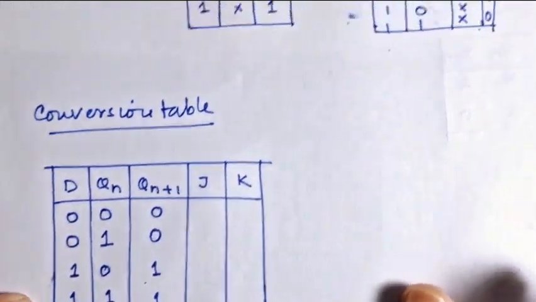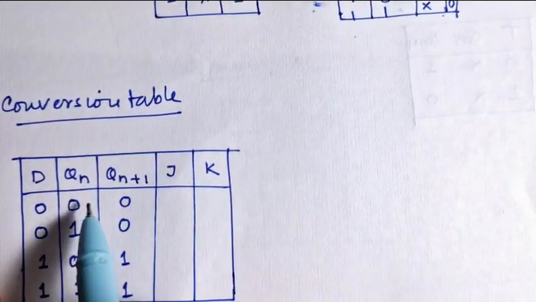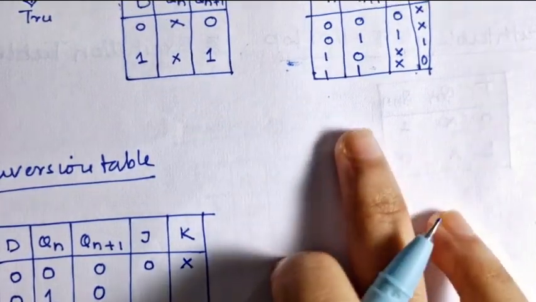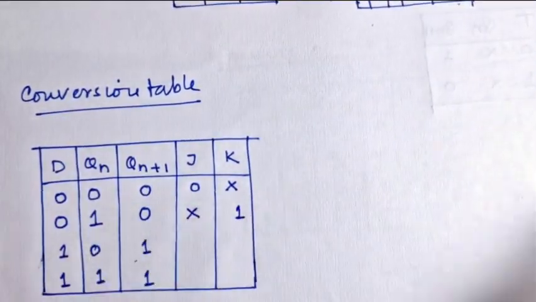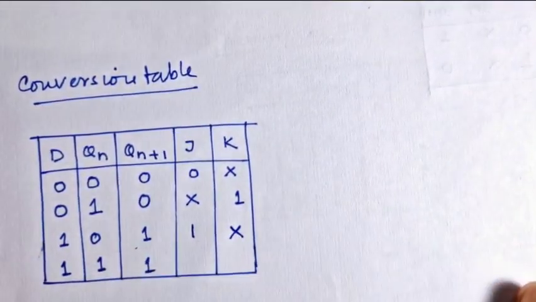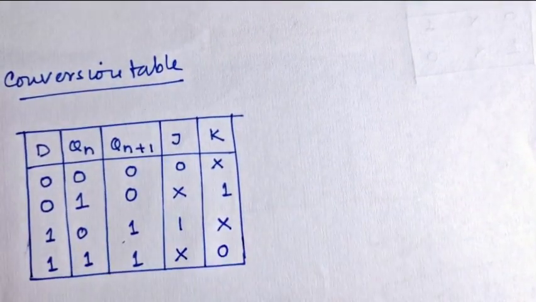Now we will check the Qn to Qn plus 1 columns, J and K. With the help of the excitation table of JK, we will put the values. For 0 0 it's 0 x. For 0 1 it's 1 x. For 1 0 it's x 1. And for 1 1 it's x 0. Okay, now the conversion table is ready.